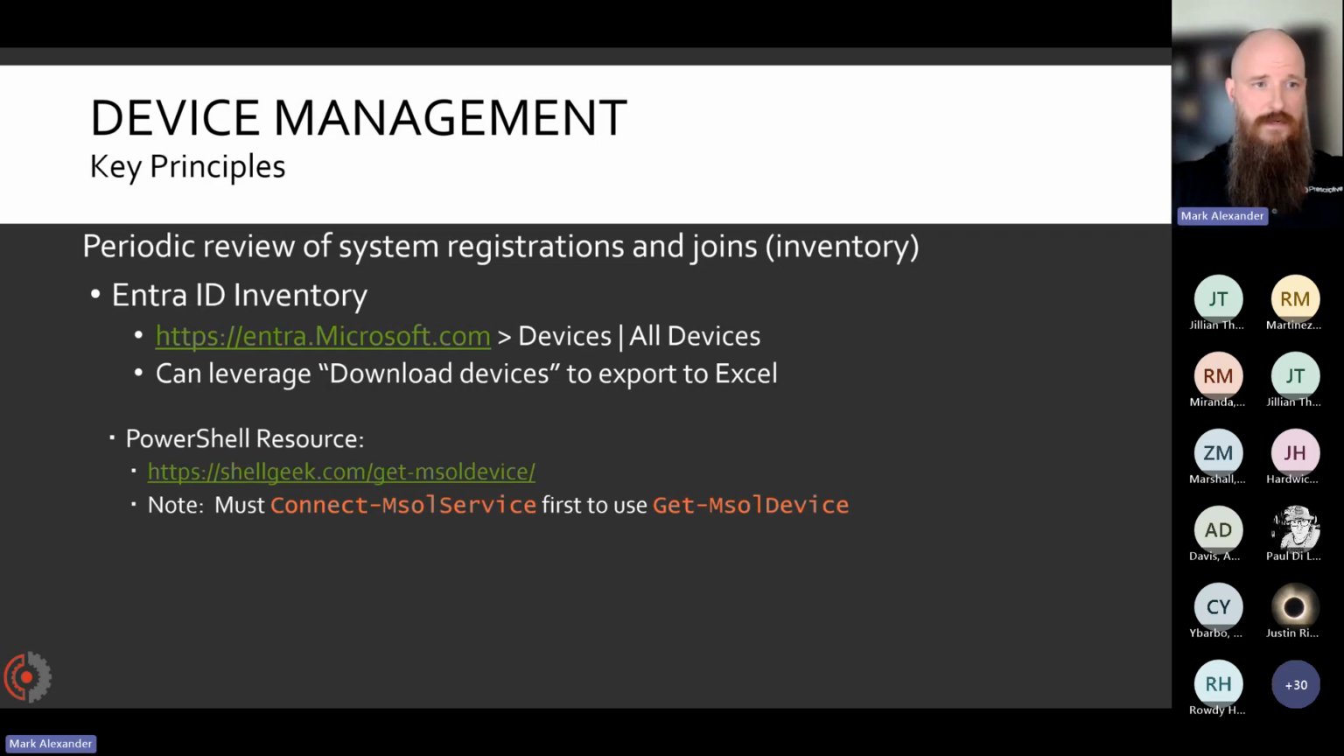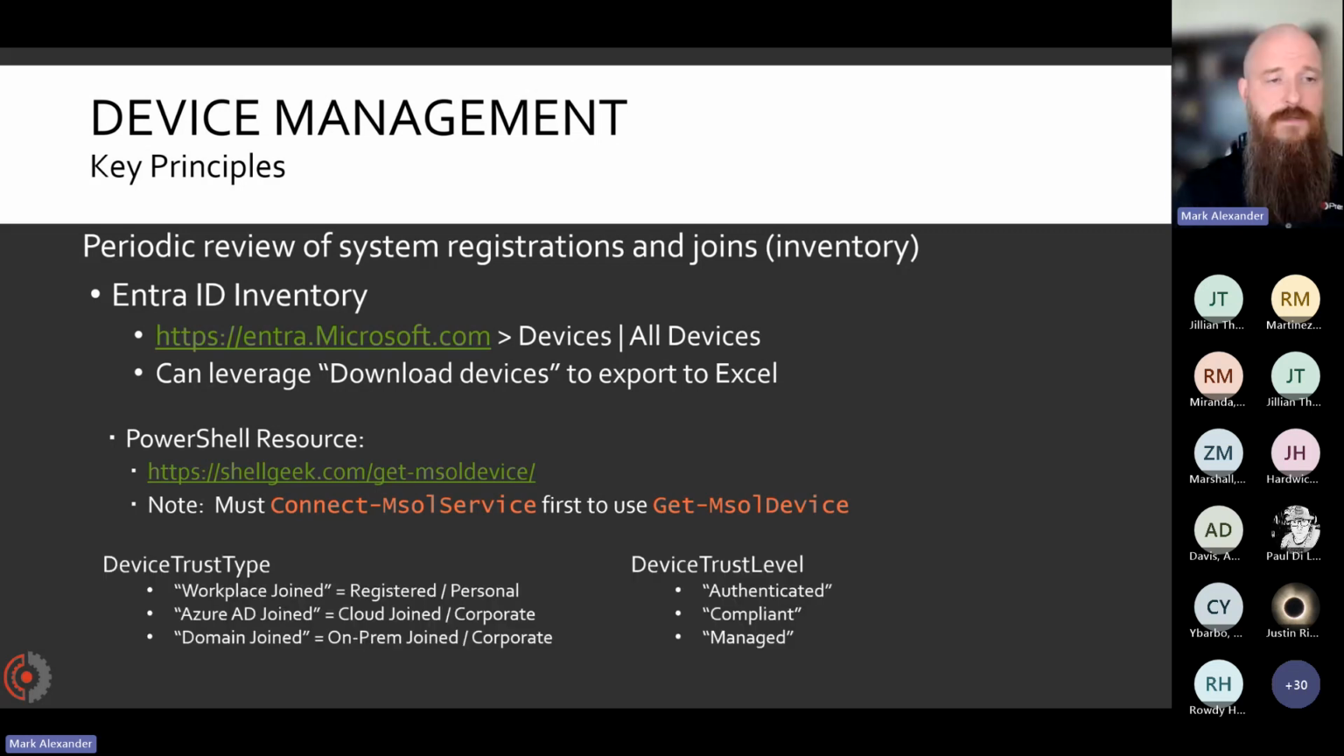And then I've also provided a PowerShell resource here that allows you to use some PowerShell scripts to connect. The reason I wanted to make sure I provided this is, remember the difference between joined and registered devices. It gets a little confusing. Under the device trust type, whenever you're pulling these details, you'll see, even though it says workplace join, that actually means that it's a registered or personal device. Those other two tags down at the bottom show that they're actually corporate owned and joined devices.